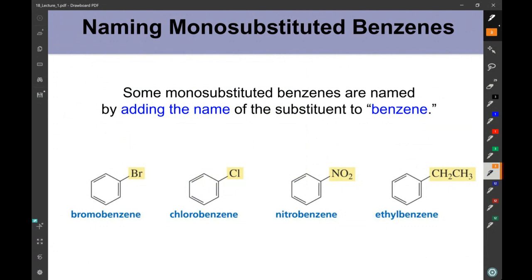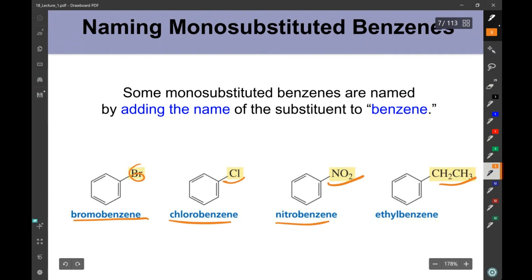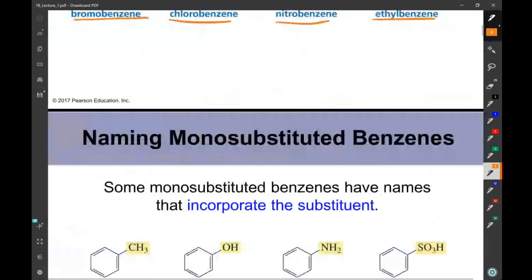Now, in terms of nomenclature, you can name benzene molecules, monosubstituted benzene. The nomenclature is very easy. Monosubstituted benzenes are named by adding the name of the substituent to benzene. For example, this is called bromobenzene because you have a bromine and a benzene ring. Chlorobenzene, nitrobenzene, ethylbenzene because it's an ethyl group. Fairly straightforward nomenclature.